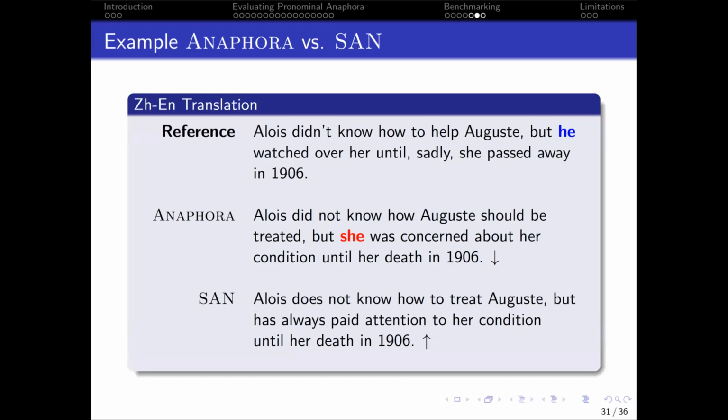But if we look at the output produced by the source attention network, it actually skips the pronoun. So it says: Alois doesn't know how to treat Auguste, but has always paid attention to her condition until her death. So what happens here is that it doesn't produce a pronoun, but that means that it isn't producing an incorrect pronoun. So the model gives this a slightly higher score than it gives the previous translation. And in some sense, this is a better translation because it skips that pronoun. It does make a little bit more sense than Anaphora. So the model does give this a slightly higher score than the translation that Anaphora has produced.